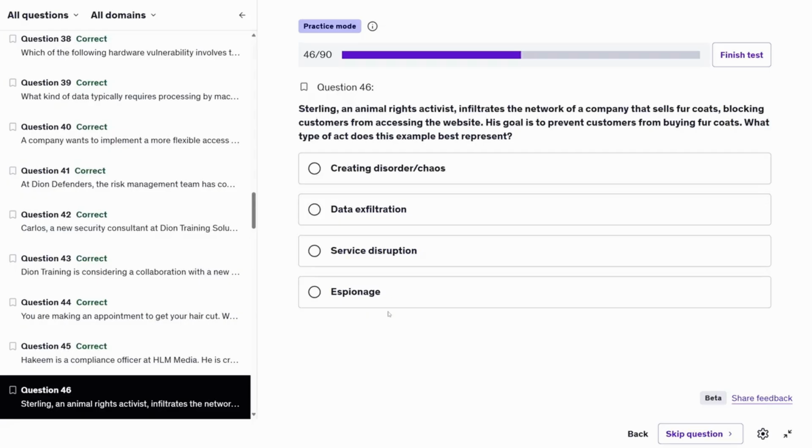Sterling, an animal rights activist, infiltrates the network of a company that sells fur coats, blocking customers from accessing the website. His goal is to prevent customers from buying fur coats. What type of act does this example best represent? This one is called service disruption.